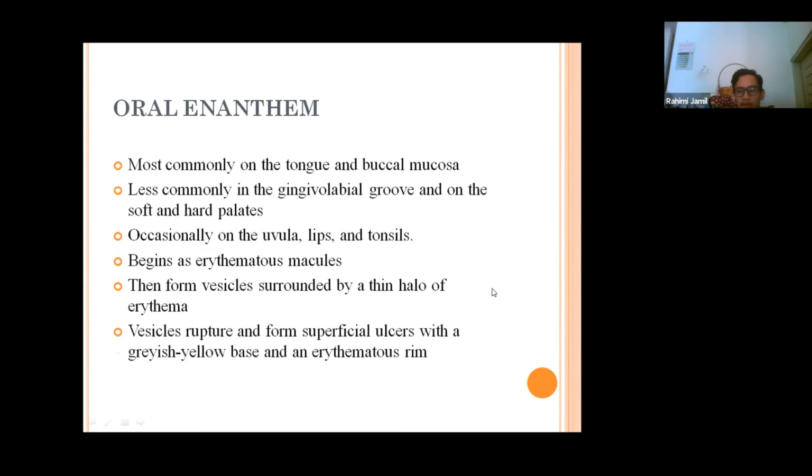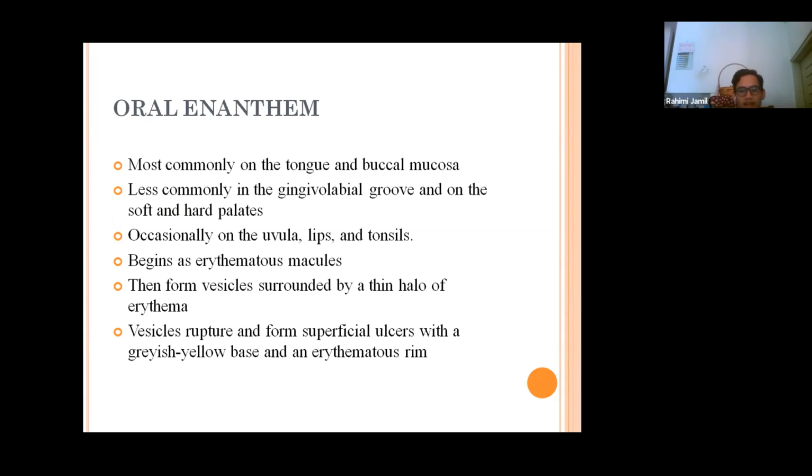First of all, I will explain the oral enanthem. Oral enanthem is most commonly detected at the tongue and buccal mucosa, less commonly on the gingival groove and the soft and hard palates, and occasionally on the uvula, lips, and tonsil. The oral enanthem first begins as erythematous macules, and then from there it forms vesicles, and around the vesicle there is a thin halo of erythema.